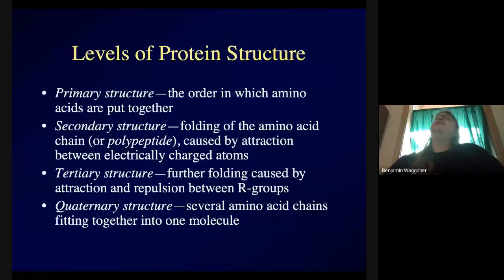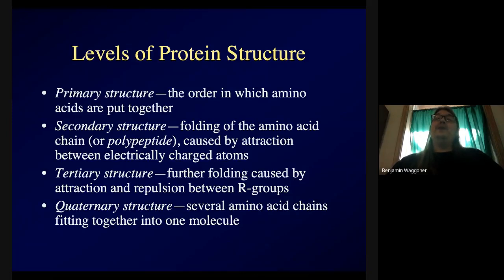So the order in which you put amino acids together is a protein's primary structure. When you've put amino acids together in an order, some of those amino acids will start attracting or repelling other nearby amino acids. It's a little bit like static electrical cling or repulsion, not exactly the same, but that will cause the amino acid chain to fold up. And specifically, it will cause portions of the amino acid chain to fold up in various ways.